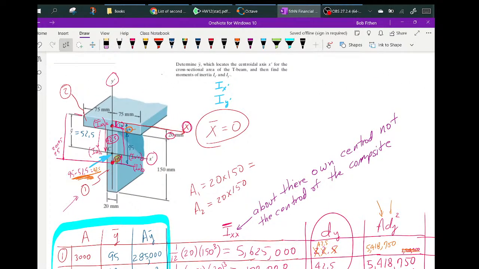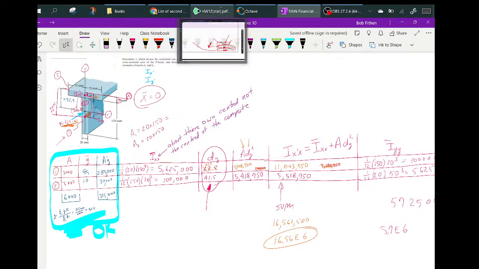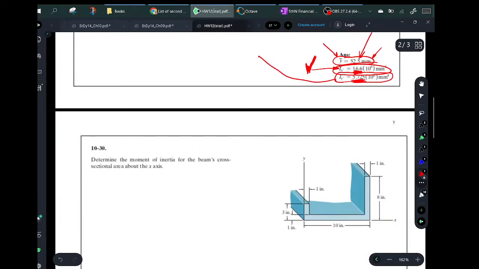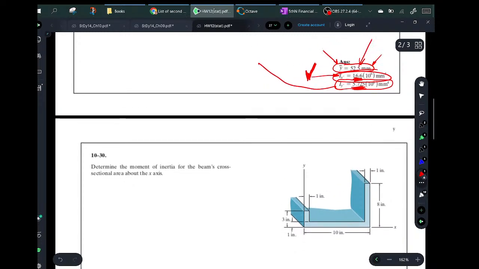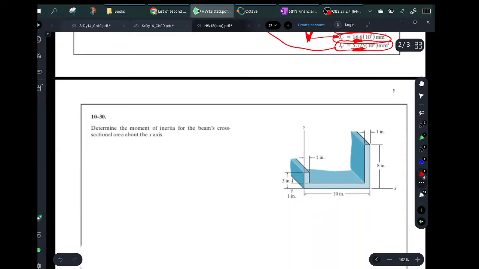Okay, so let's go look at one of, I think that was enough for us. I was trying to do these in reverse order. Okay, never mind. I'll just keep going. Here he says, determine the moment of inertia for the beam's cross-sectional area about the x-axis. So he's basically, here, I guess what I'll do.